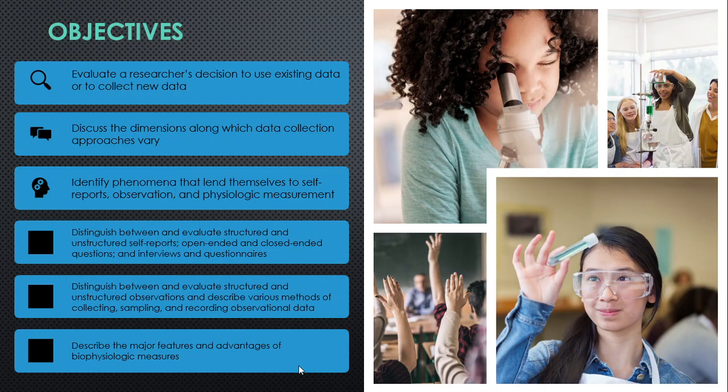And number four, distinguish between and evaluate structured and unstructured self-report, open-ended and closed-ended questions, and interviews and questionnaires. Number five, distinguish between and evaluate structured and unstructured observations and describe various methods of collecting, sampling, and recording observational data. And lastly, describe the major features and advantages of biophysiologic measures.